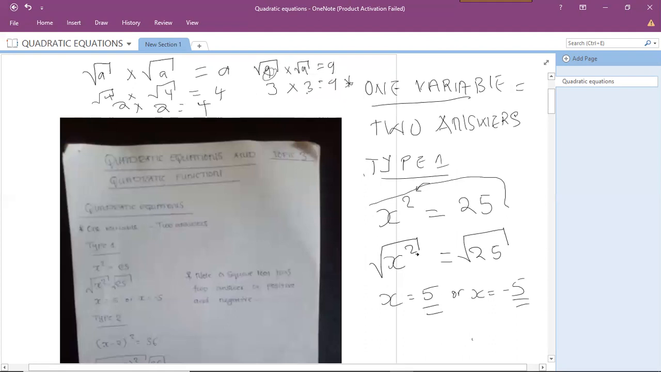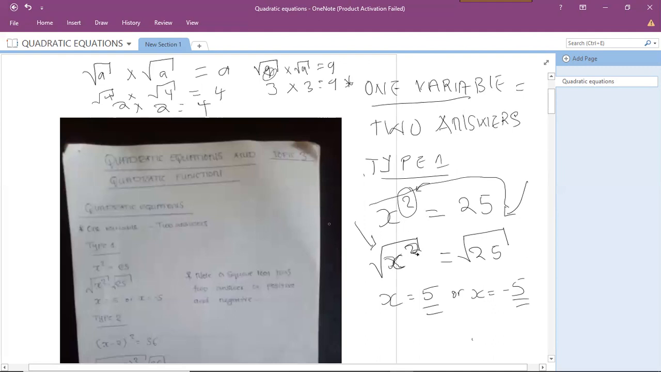So to get rid of this square here, we have to square root both the left-hand side and the right-hand side so that we liberate this x in between there. You just have to know that if I have a square there and I want to get rid of it, I simply square root both the left-hand side and the right-hand side. Are you following? So this is type 1 of quadratic equations. You followed? Yes. All right.